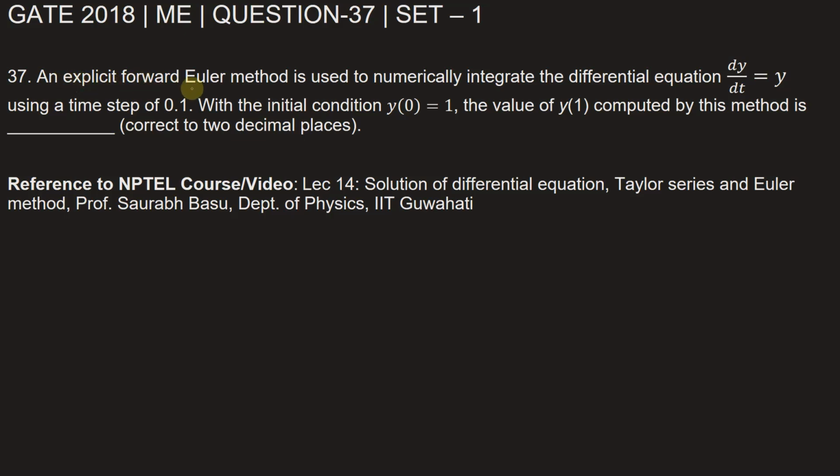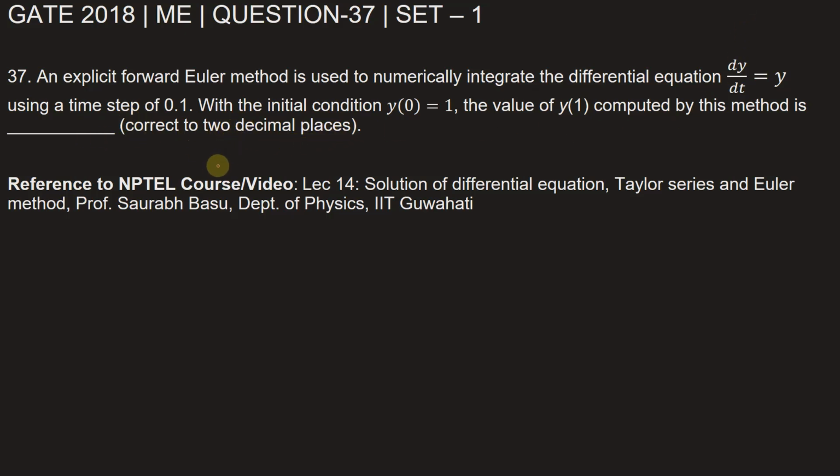An explicit forward Euler method is used to numerically integrate the differential equation dy by dt is equal to y using a time step of 0.1. With the initial condition y at t is equal to 0 is 1, the value of y1 computed by the method is, so we need to find the value of y1 corrected to 2 decimal places.